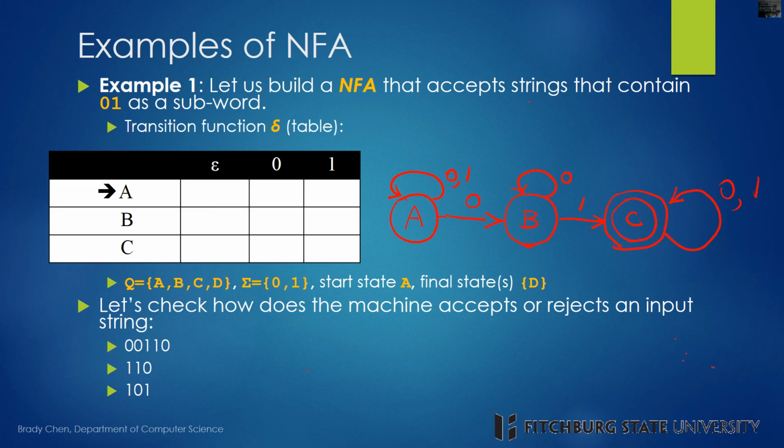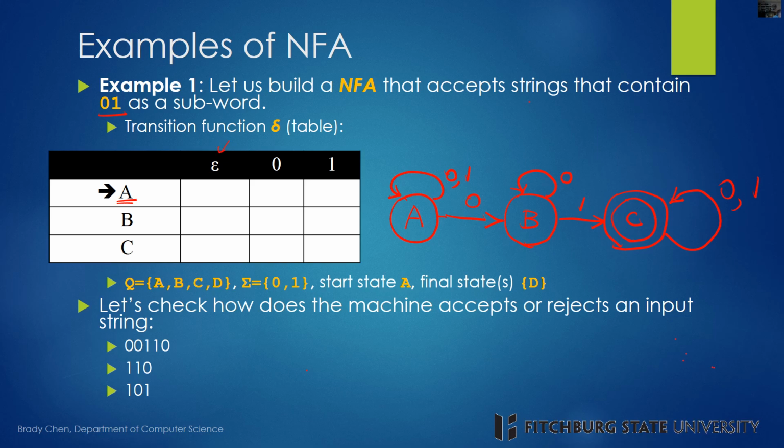Okay, let's actually look at this diagram further, the previous example. So we have the diagram for this non-deterministic finite automata that accepts strings that contain 0, 1 as a subword, right? Let's look at the transition function.